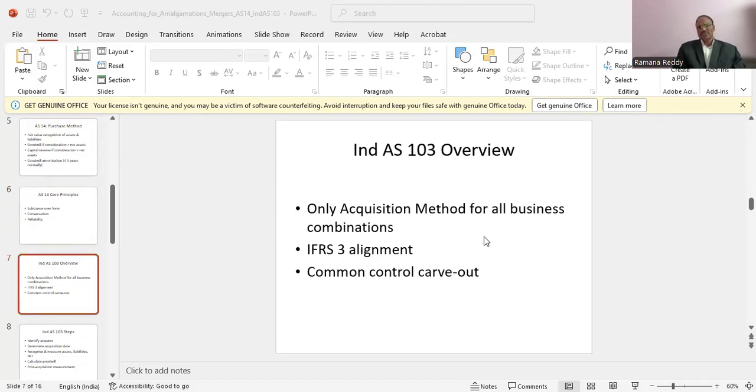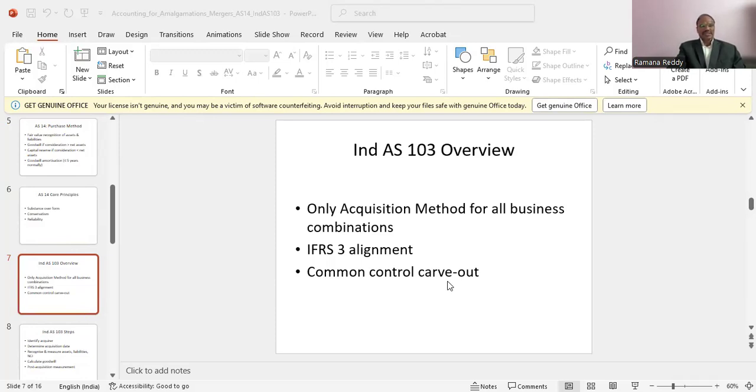Now we'll see Ind AS 103. This is the acquisition method. With the adoption of Ind AS, India aligned with IFRS 3 and the entire game has changed. Ind AS 103 says there is only one method for business combinations: the acquisition method, for all business combinations. Exceptions exist for common control transactions, which are dealt with separately.